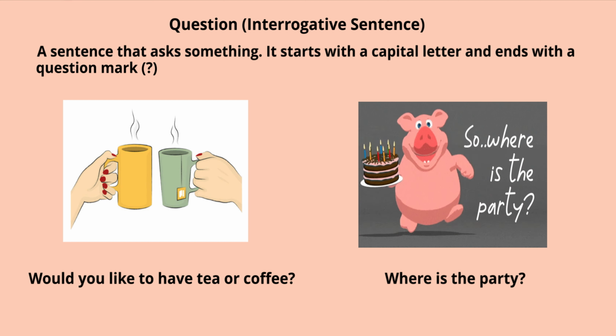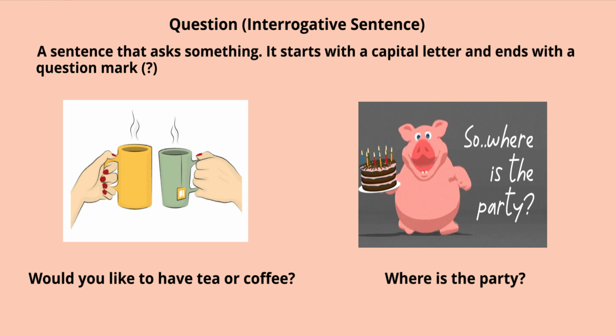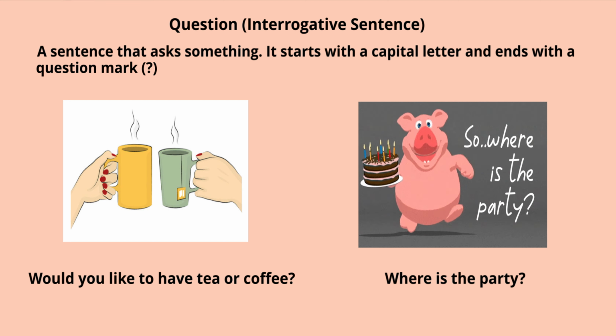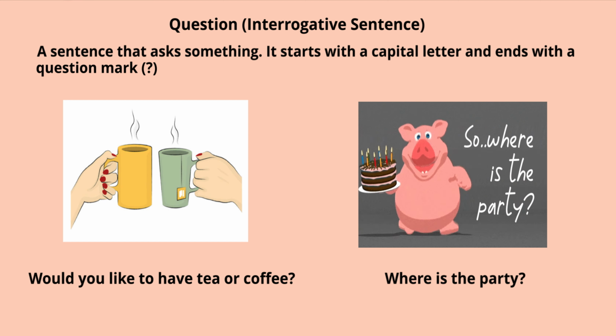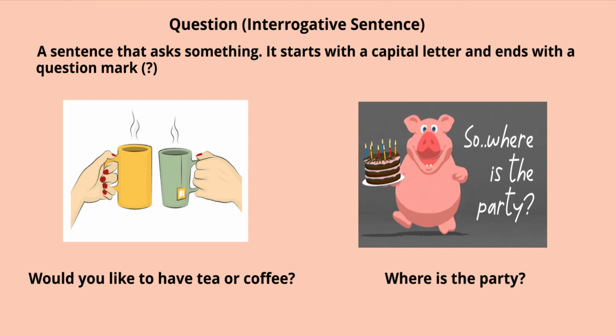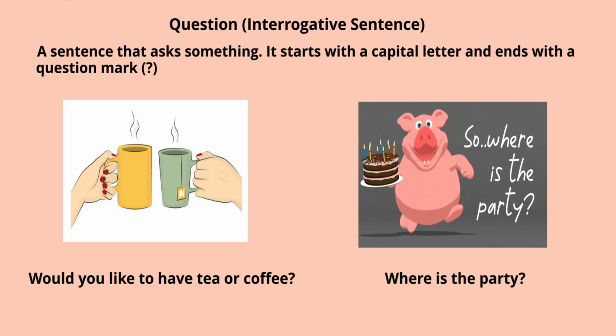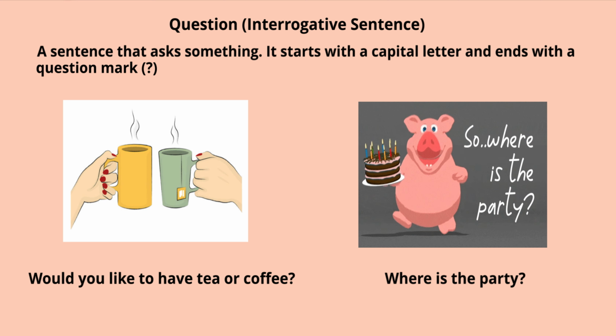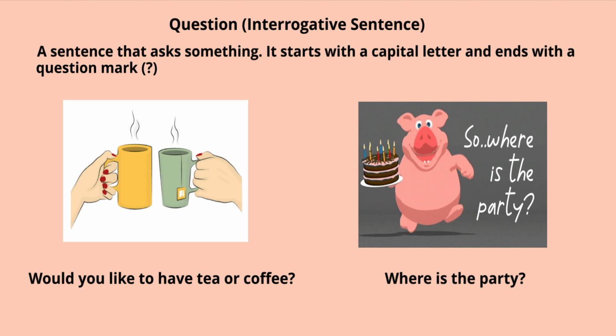In the second visual, what do you see? You see a pig holding a nice cake, right? And it's asking, so where is the party? So where is the party, as you're posing a question, it will be an interrogative sentence.